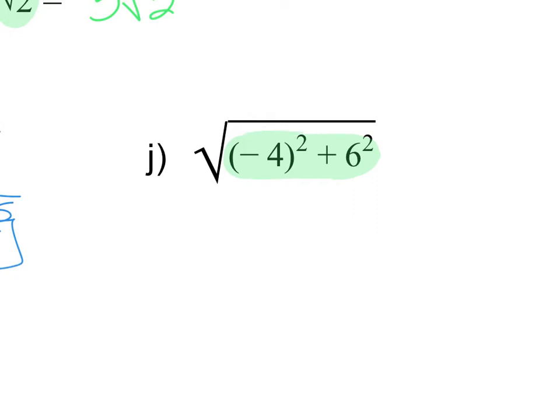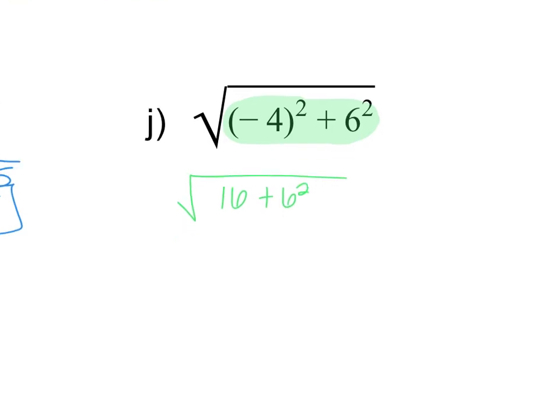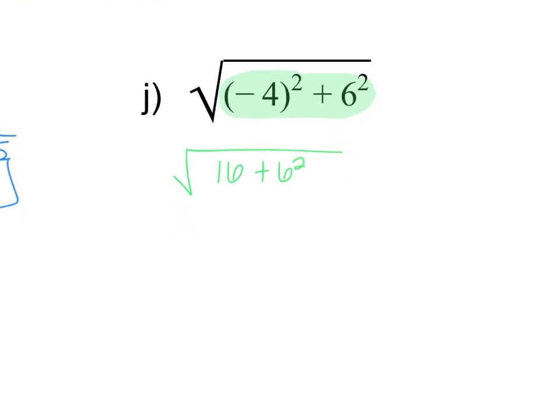Okay, so this would be like the square root of, order of operations says you do your exponents. So this would be negative 4 times negative 4, so that would be 16 plus 6 squared. All right, now we have to do our next exponent. So that would be 6 times 6, which is 36. Okay, now we need to add them together. So that would be what? 52, square root of 52.